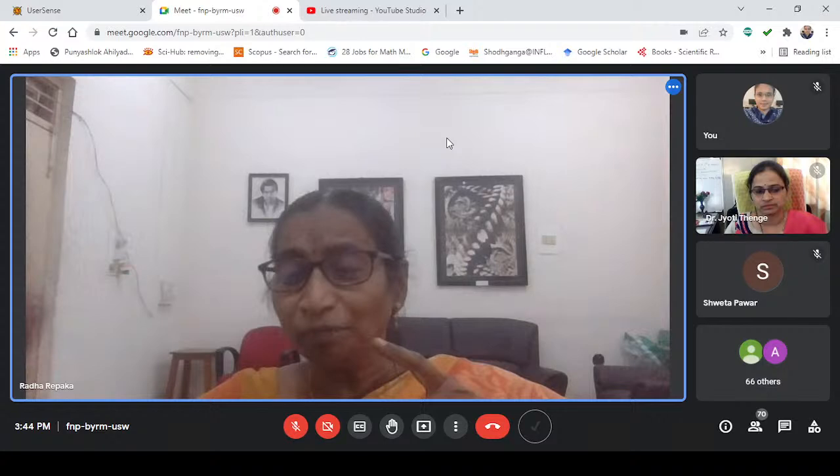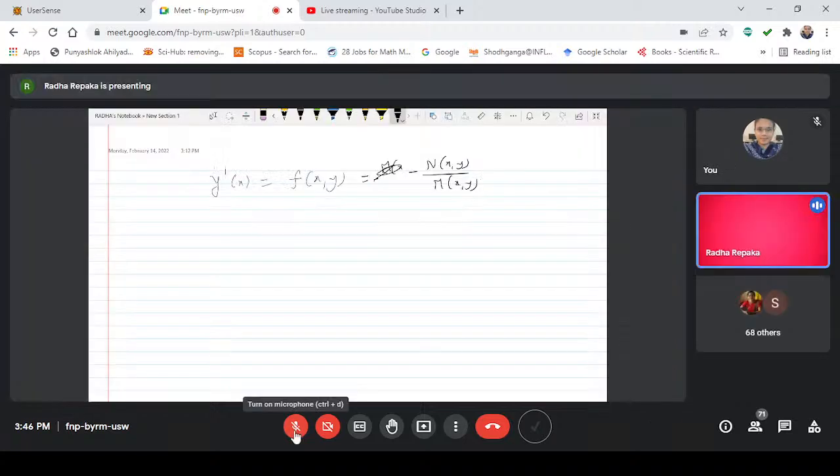Yeah. y' of x is equal to f of x comma y. This is the more general form that we use for the first order ordinary differential equation of first degree. Now this I will write as dy/dx equals minus M(x,y) divided by N(x,y). So this means M dx plus N dy is equal to 0. I will use M and N because I don't want to use the other notation.